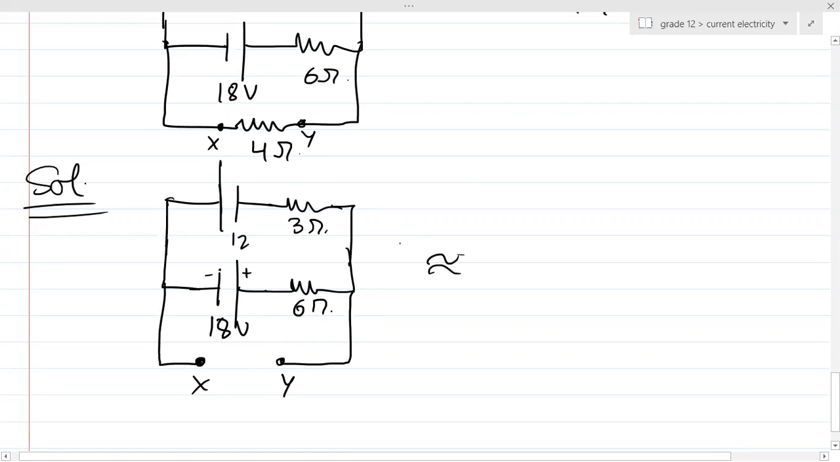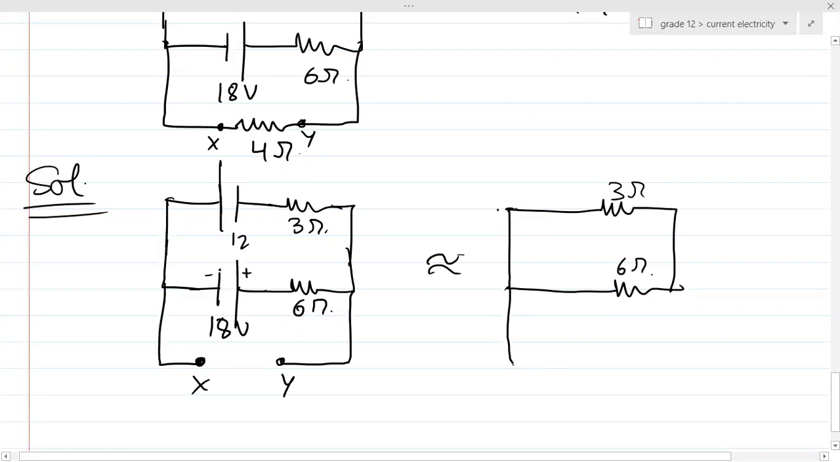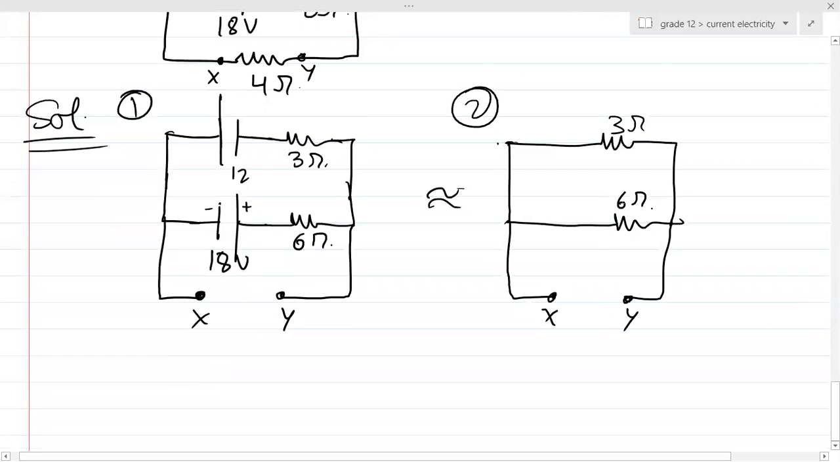I'll draw another circuit. You'll do it like this. I'll draw another circuit over here without the batteries and all. So can you see, if I draw without the batteries, it will just look like a 3 ohm resistor and a 6 ohm resistor over here across XY? Yes or no? So you need to draw these two figures. First this figure and second this figure. This figure will help you to calculate the resistance across X and Y. So 3 ohm, 6 ohm, parallel again. So this will be 2 ohm.